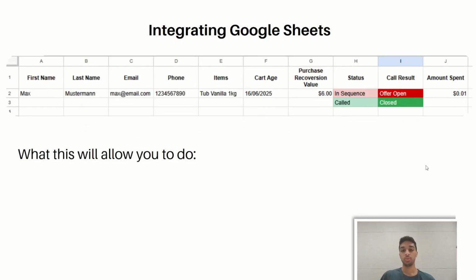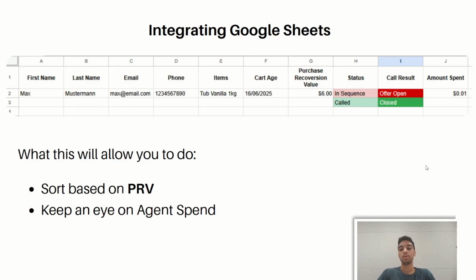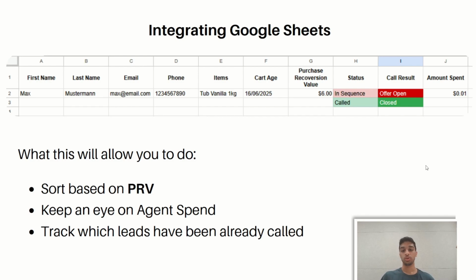So what this basically will allow you to do is to sort by your PRV first and foremost, which is your purchase reconversion value. But it will also allow you to keep an eye on the amount that you spend. And also, you don't have to spend time distinguishing your high value leads from your lower valued ones that you don't really want to spend too much time on. So I hope you get to see the actual benefit and the power of using this correctly once integrated.